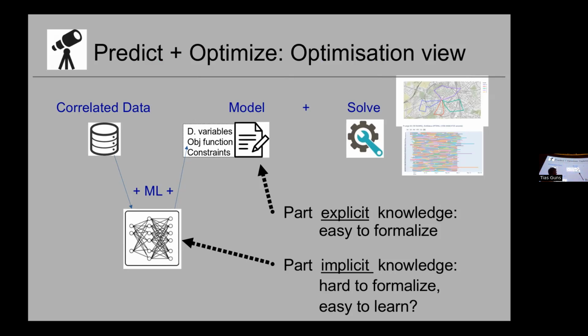But if some part of the problem is actually hard to formalize, it's more implicit knowledge, for example, preferences, expected consumption, expected use, and so forth, then it might actually be better to use machine learning techniques for that. All right, so these type of problems in general, that's what we call predict plus optimize problems. So that's the optimization view.